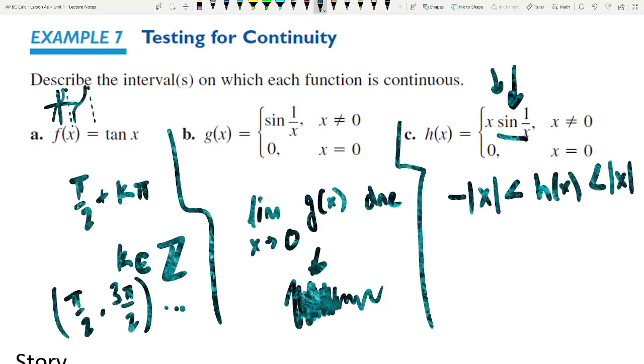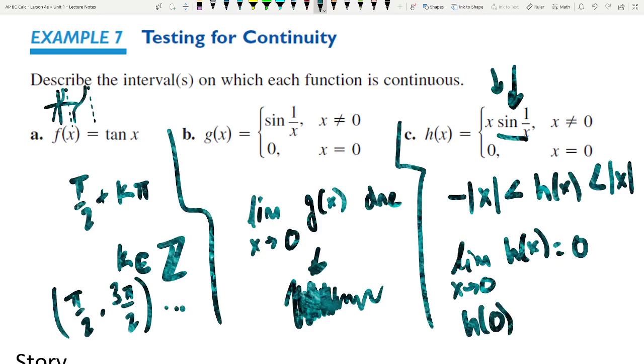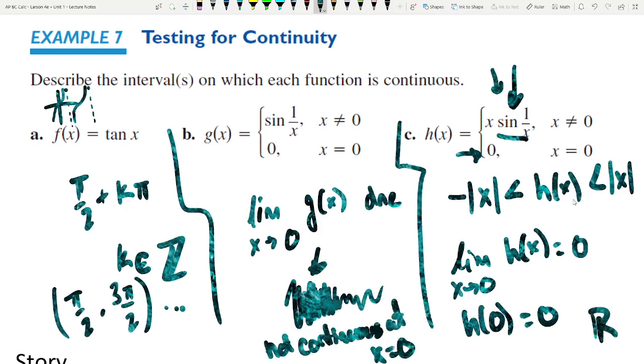So that means that our limit does exist. Our limit as x approaches 0 of h of x exists, and it is 0. And h of 0, we're told here, is equal to 0. Therefore, our function is continuous everywhere. Fantastic. Oh, I forgot to say that g is not continuous at x equals 0, and h is continuous everywhere, all the reals.